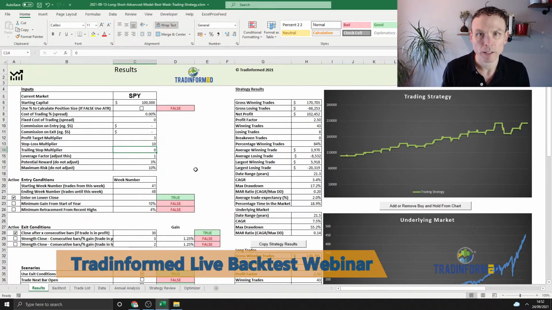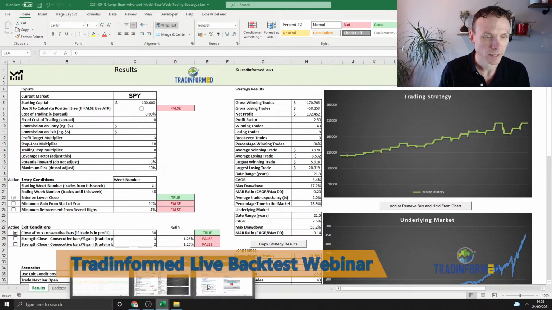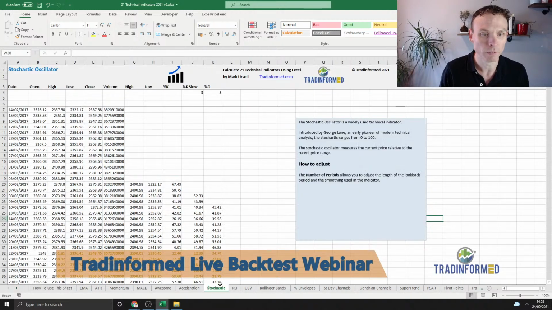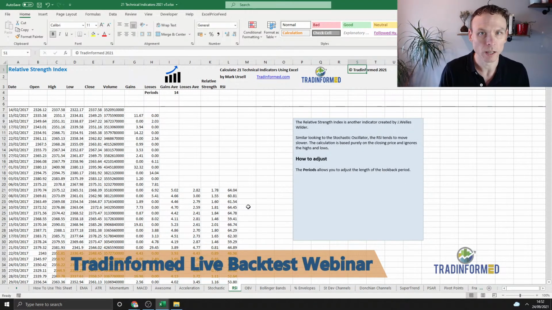So you may have another idea. You may say, well, I want to test a particular indicator. Maybe you have a favorite indicator, maybe the Stochastic Oscillator, the RSI, MACD, whatever it is. So how can we test that? Well, first of all, I've got another spreadsheet here. This is my 21 technical indicators spreadsheet. You can get the formulas all over the place, but this puts them in one handy place. So Stochastic Oscillator, which I like, RSI, which I like as well.